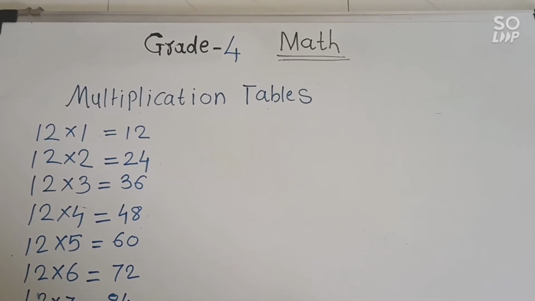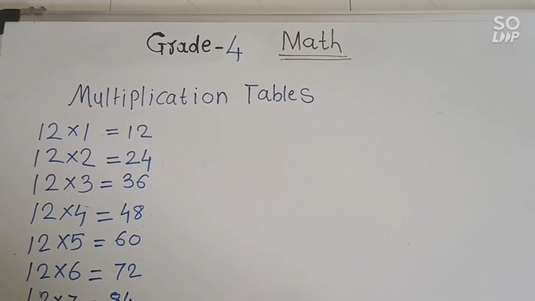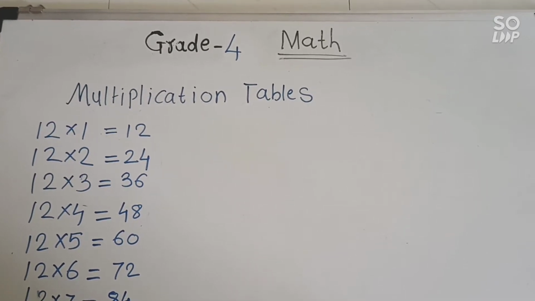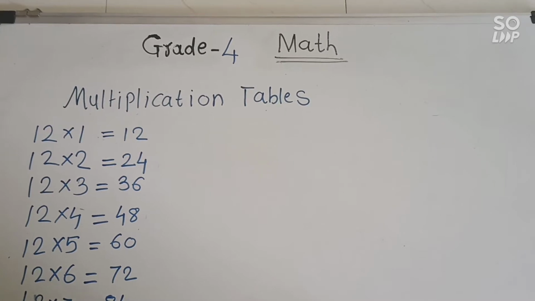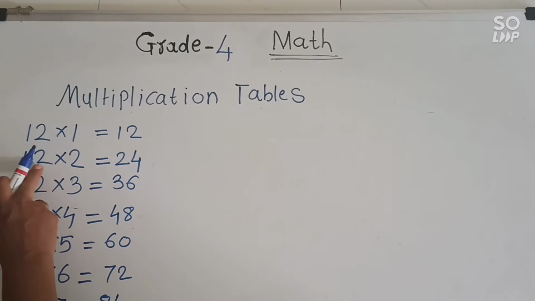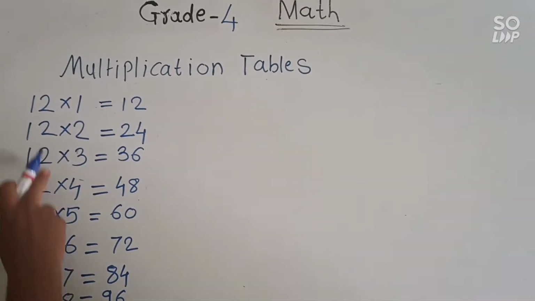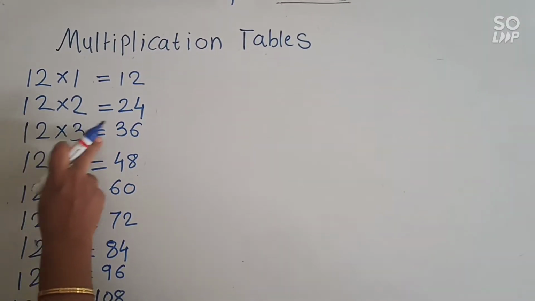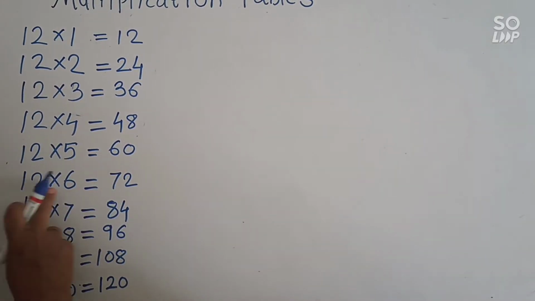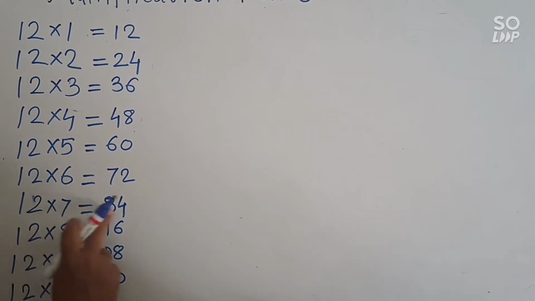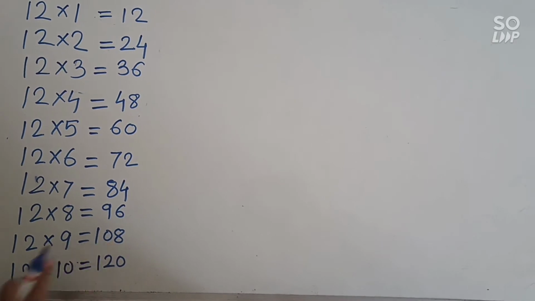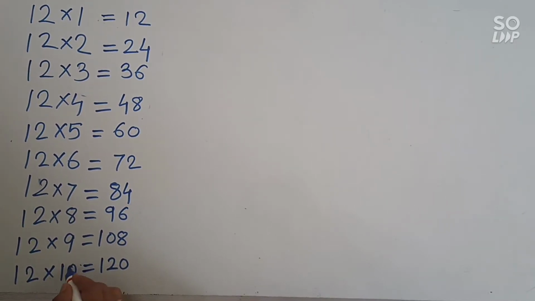Our multiplication chapter is going on, and I hope you have learned all the tables from 1 to 20. Okay, look here, children. Here is a table of 12. 12 ones are 12, 12 twos are 24, 12 threes are 36, 12 fours are 48, 12 fives are 60, 12 sixes are 72, 12 sevens are 84, 12 eights are 96, 12 nines are 108, 12 tens are 120.